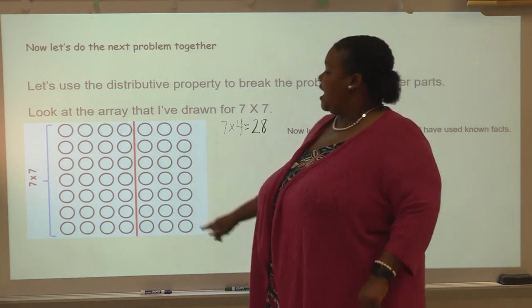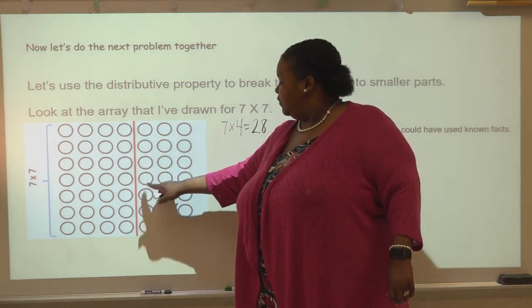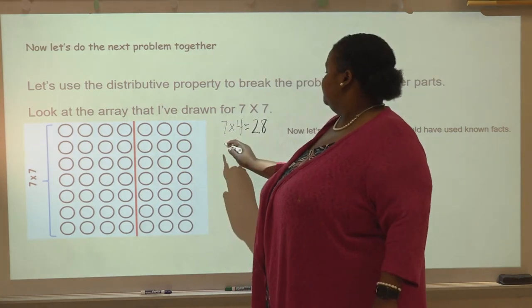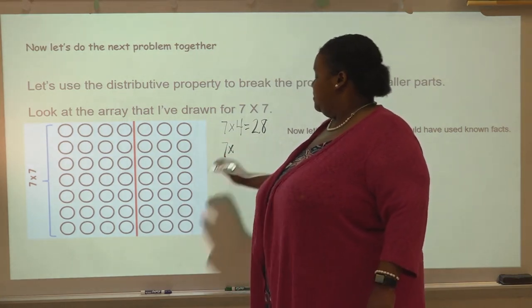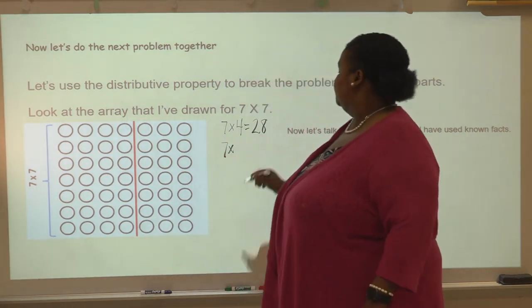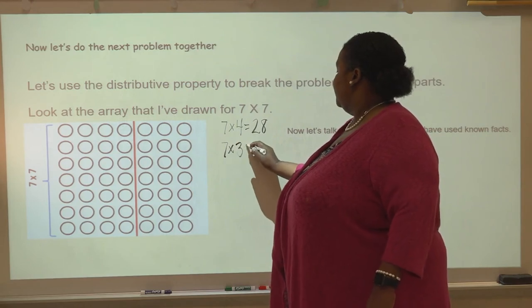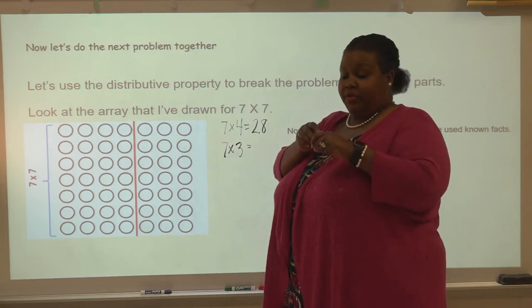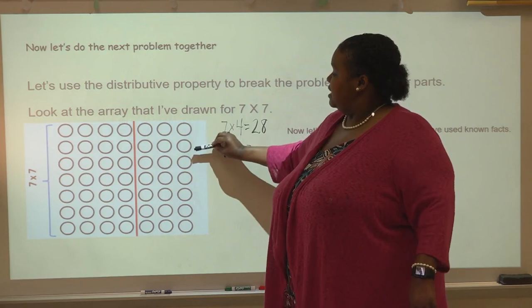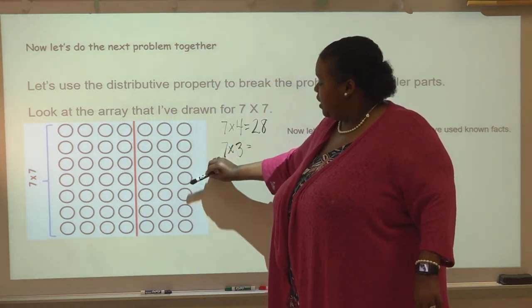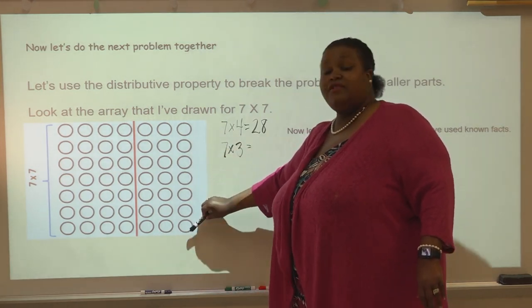Let's look on the right-hand side. 1, 2, 3, 4, 5, 6, 7 times 1, 2, 3. 7 times 3. I'm going to skip count by my 3's. 3, 6, 9, 12, 15, 18, 21.